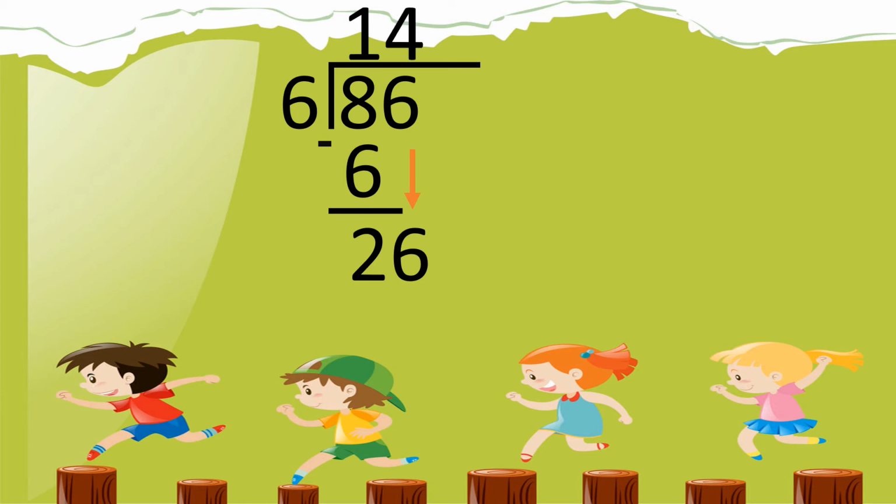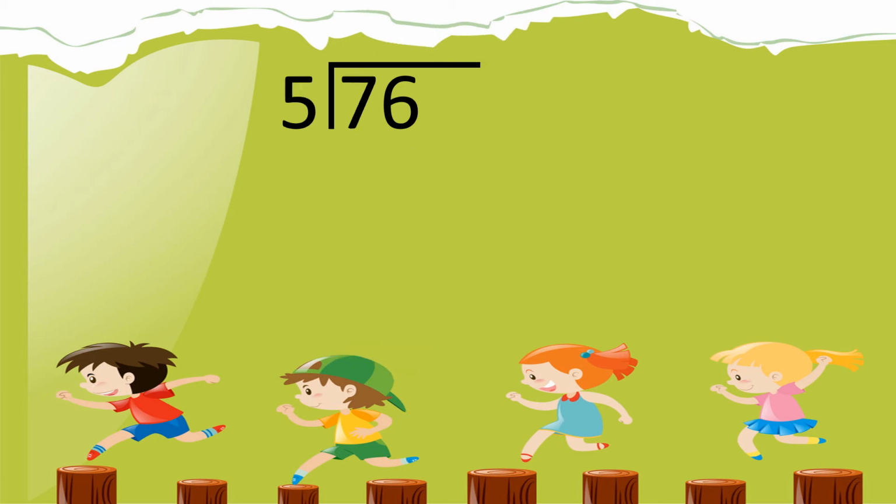We still have a remainder, so we have to do 6 times 4. That gives us 24. So we put 24 underneath 26. Then we subtract it. That gives the answer 2. We put the 2 at the top with an R next to it. Like this. So, now we know the answer is 14 remainder 2.